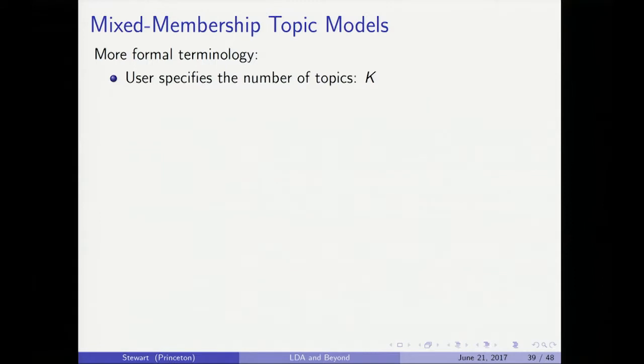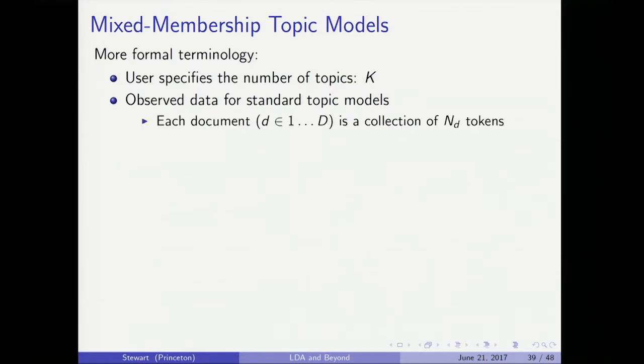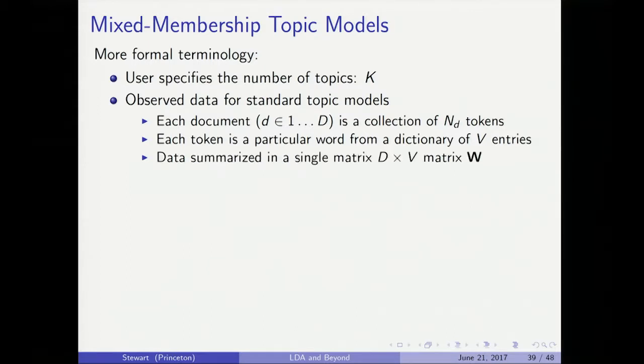More formally, and this is going to be true of most of these mixed membership topic models, we're going to have a user-specified number of topics that we'll call K. That's just the letter everybody uses, because that's what Dave Blei used that one time in that first paper, how most notation gets started. We have some basic observed data: a bunch of documents, and each document is a collection of tokens. This is the bag of words idea. Every token is a particular word from a vocabulary with a dictionary of V entries, so there's some finite vocabulary.